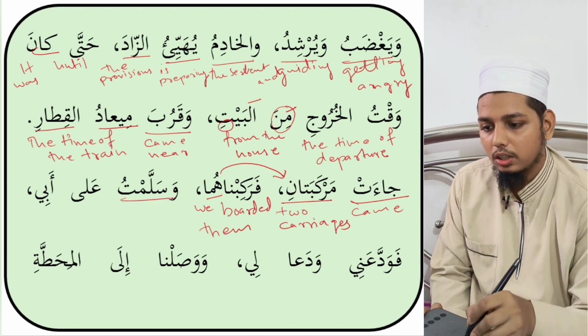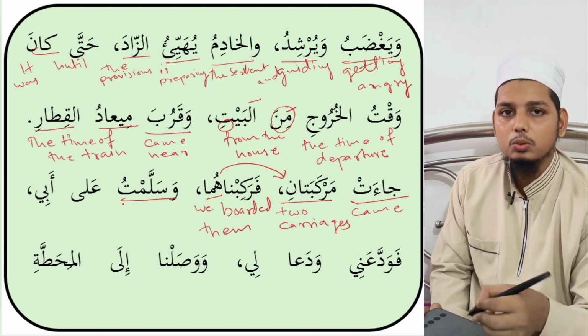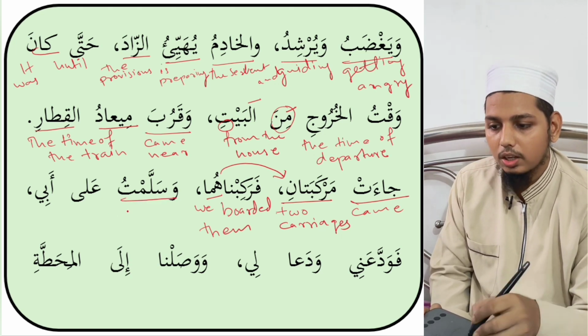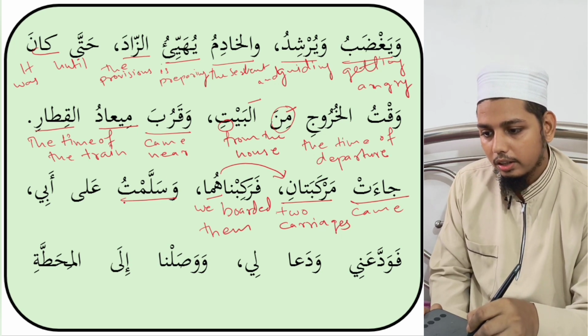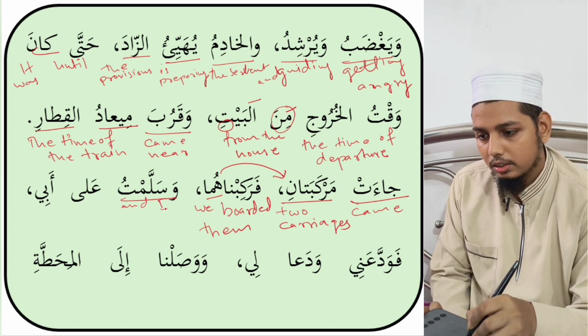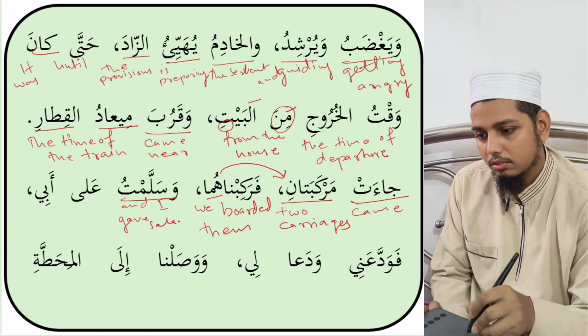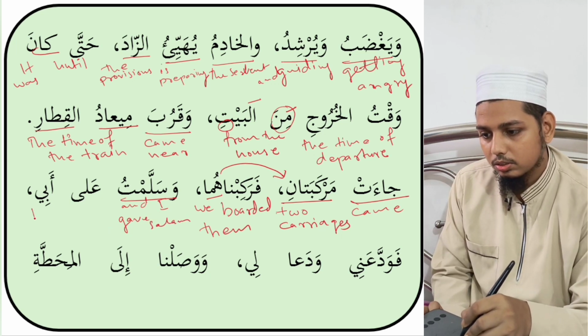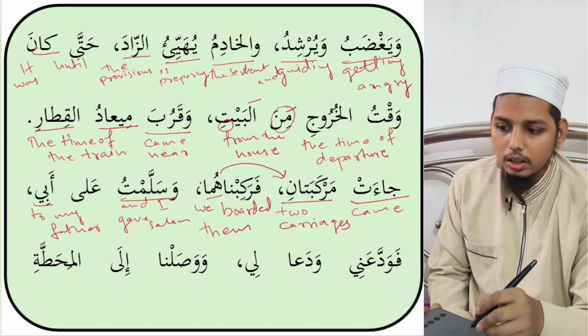Wasallamtu, sallama yusallimu tasliman, it means to give salam. And I gave salam to my father, abi. Abun means father and abi means my father.